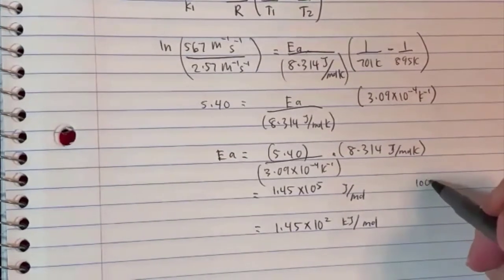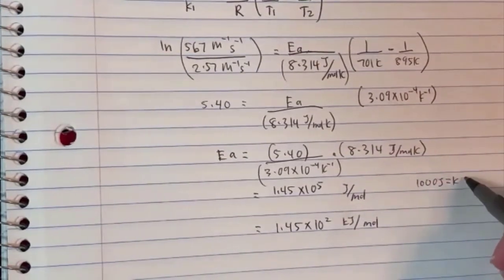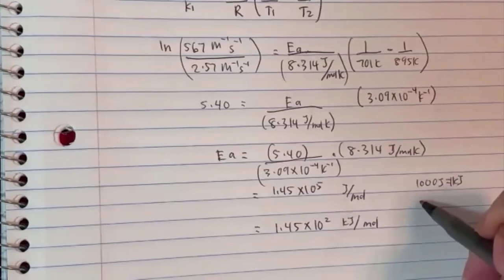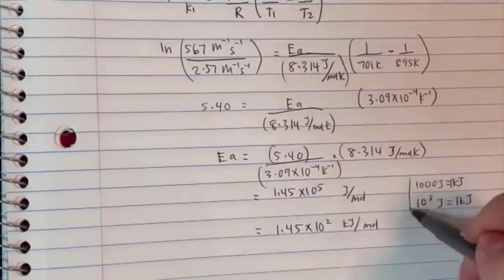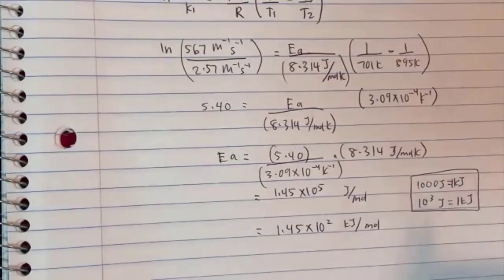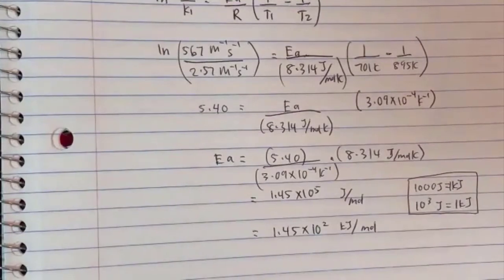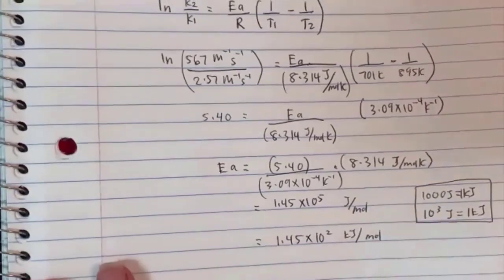So let's go ahead and write that down. 1,000 joules is 1 kilojoule. So 10 to the power 3 joules is 1 kilojoule. All right, so that's one problem. We'll do another one. I wanted to show you a slightly different example where we're going to be solving for one of your K's, one of your rate constants instead. Okay, everyone follow this math here.